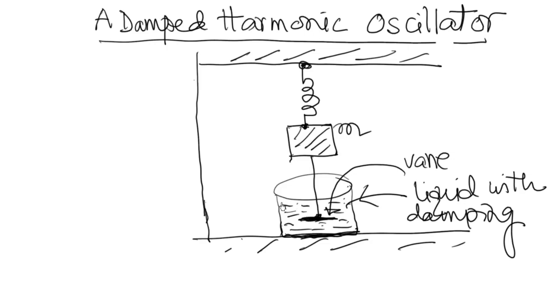Now, if we somehow displace the vane a bit, then what will happen? There will be a harmonic oscillator, and the block will swing up and down, and gradually with time the oscillation will decrease because there is a viscous damping constant in the liquid.